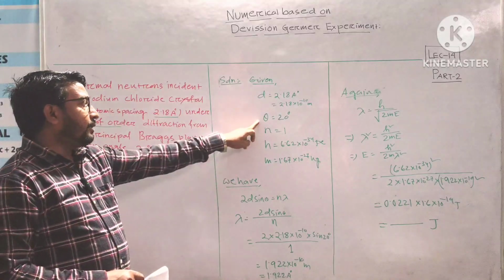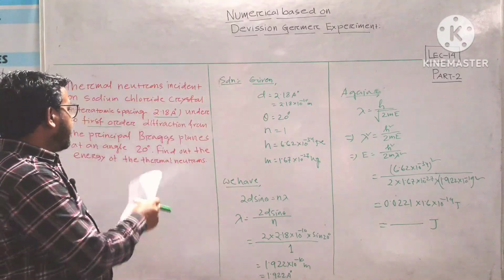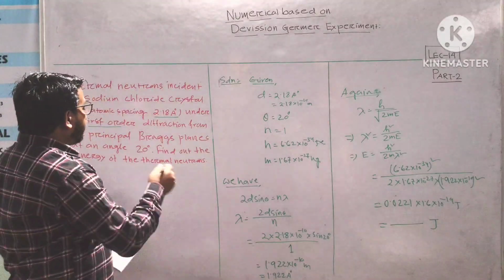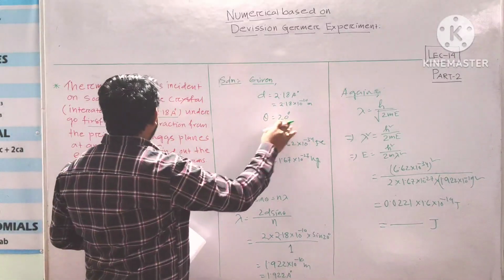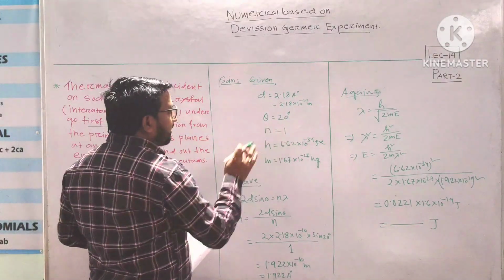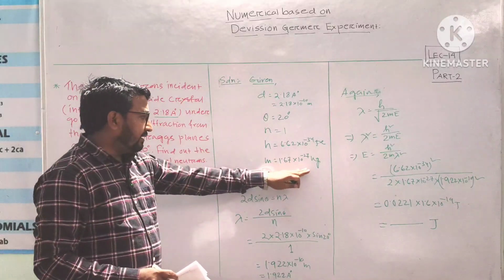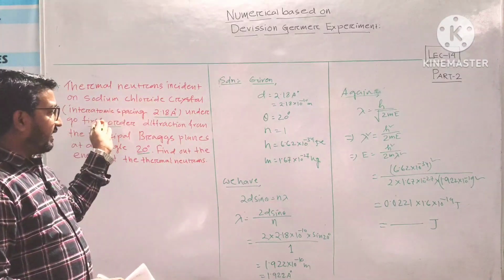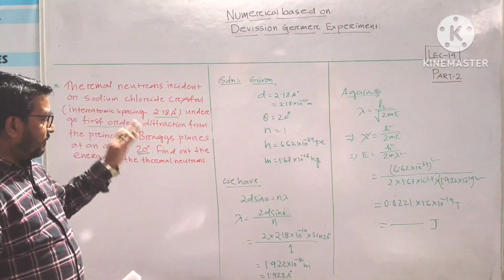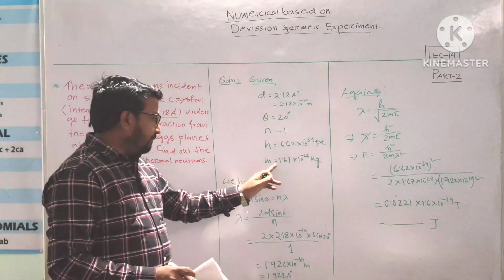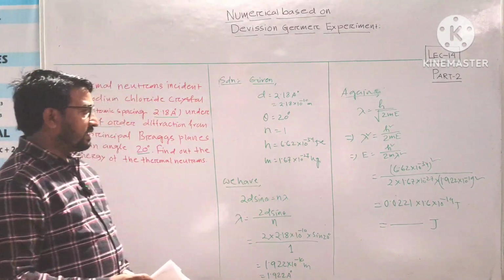And theta is also the glancing angle. So theta equal 20 degree, and this is first order, so n equal 1. h is Planck constant. And since the particle is a neutron, we know that the mass of a neutron is m equal 1.67 into 10 to the minus 27 kg.